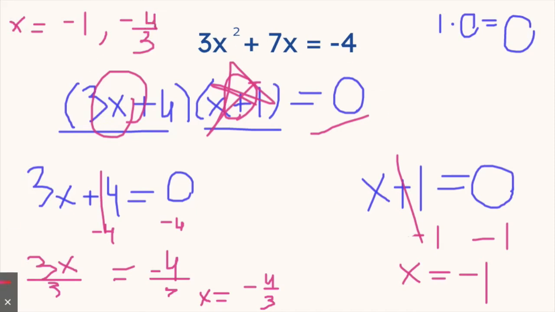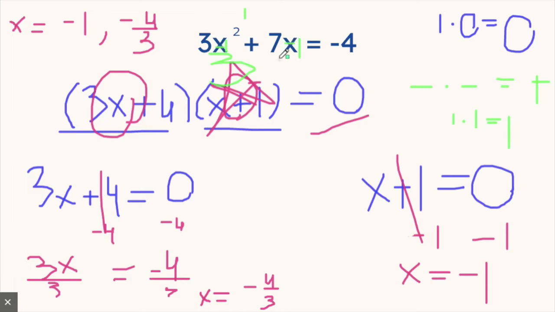Now let's test that to check our answer. Let's say x is negative 1. Negative 1 squared is going to give us 1 because a negative number times a negative number is positive. And 1 times 1 is going to be 1. 3 times 1 is going to give us 3.